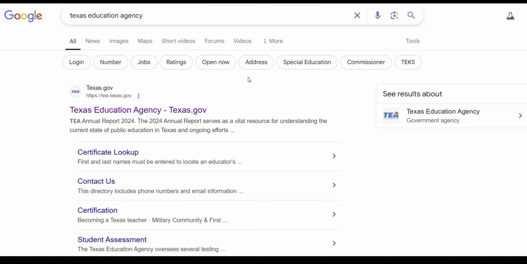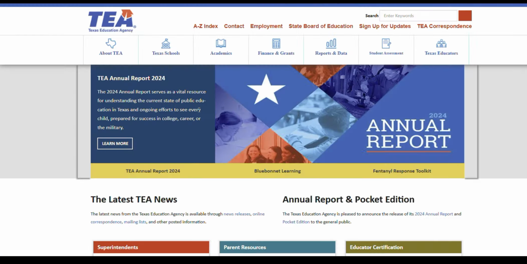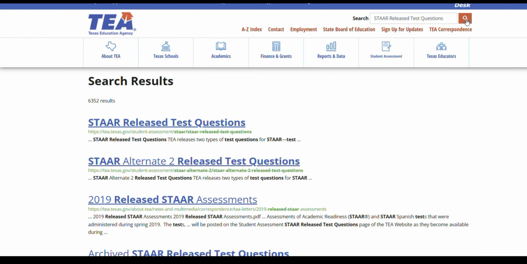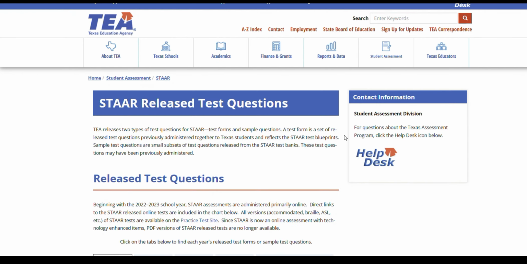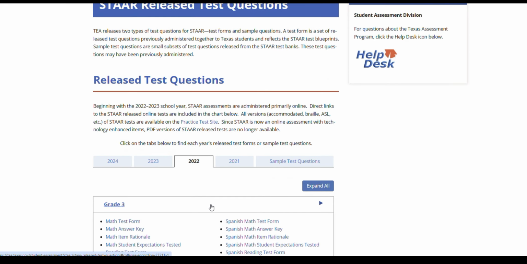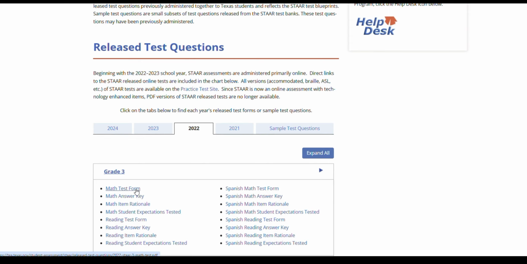We're going to search for the Texas Education Agency on Google. Once we're on the Texas Education Agency website, we'll search for STAAR release test questions. We'll then select the 2022 tab and from there, choose the grade level, 3rd, 4th, and so on, to locate the math test form.